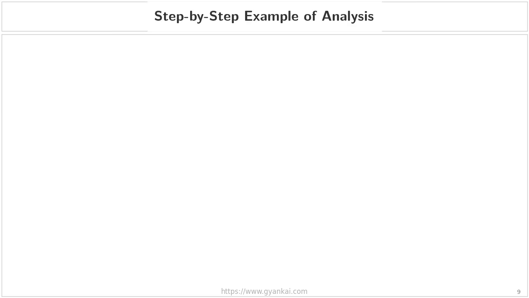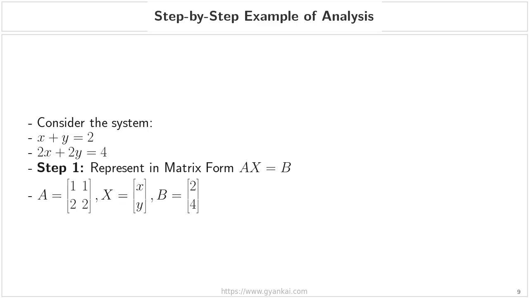Step-by-step example of analysis. Take a look at this system of linear equations. x plus y equals 2 and 2x plus 2y equals 4. Our first step is to translate these equations into the matrix form, Ax equals b, which we've been using in our previous lessons. To do this, we extract the coefficients into matrix A, the variables into matrix X, and the constants into matrix B. So, our matrix A is a 2 by 2 matrix with 1, 1 in the first row and 2, 2 in the second row. Our variable matrix X contains x and y, and our constant matrix B contains 2 and 4.